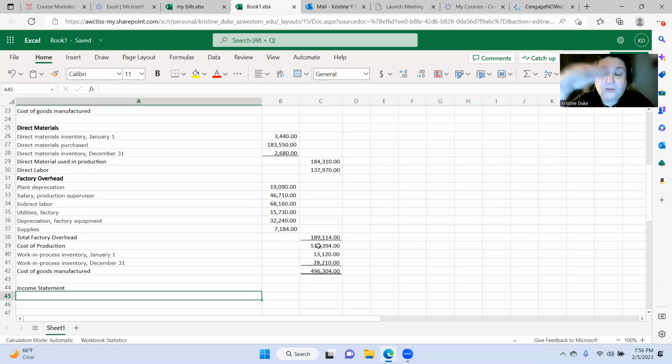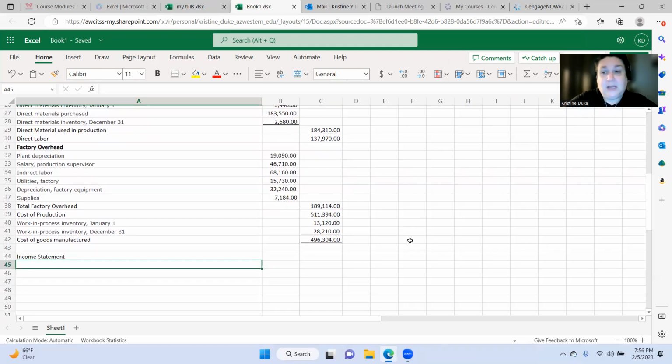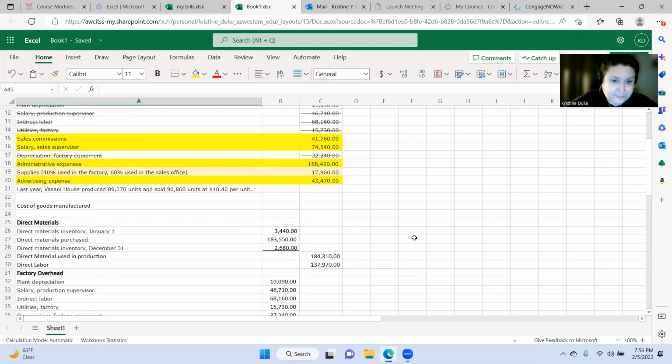Now, with my absorption income statement, I'm taking all of that into consideration. Remember, with the variable, let's say, for example, that some of this factory overhead was fixed and not variable, then we would remove that fixed factory overhead out of the variable income statement and treat it as a period cost and not a product cost. So just kind of remember that. Let's go ahead and get this income statement done.